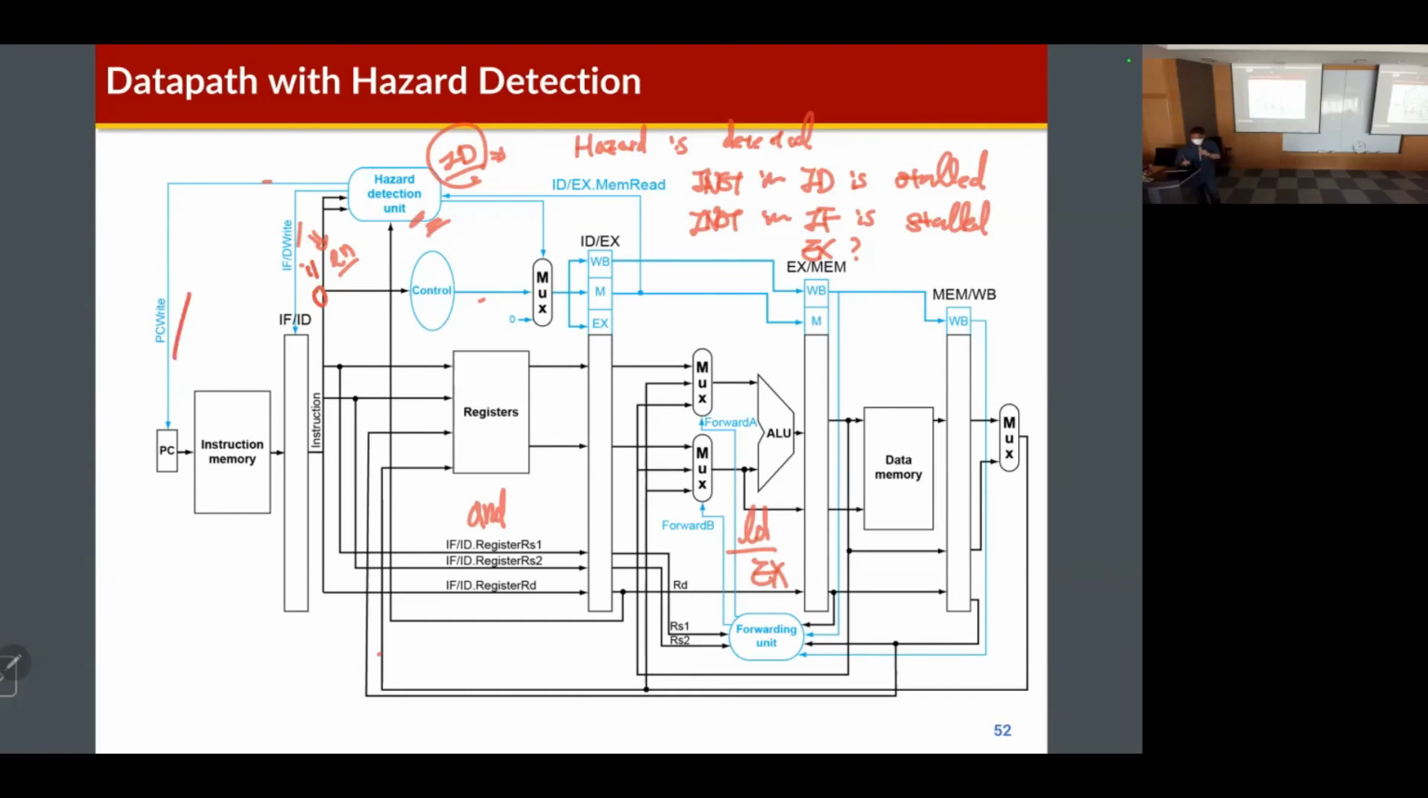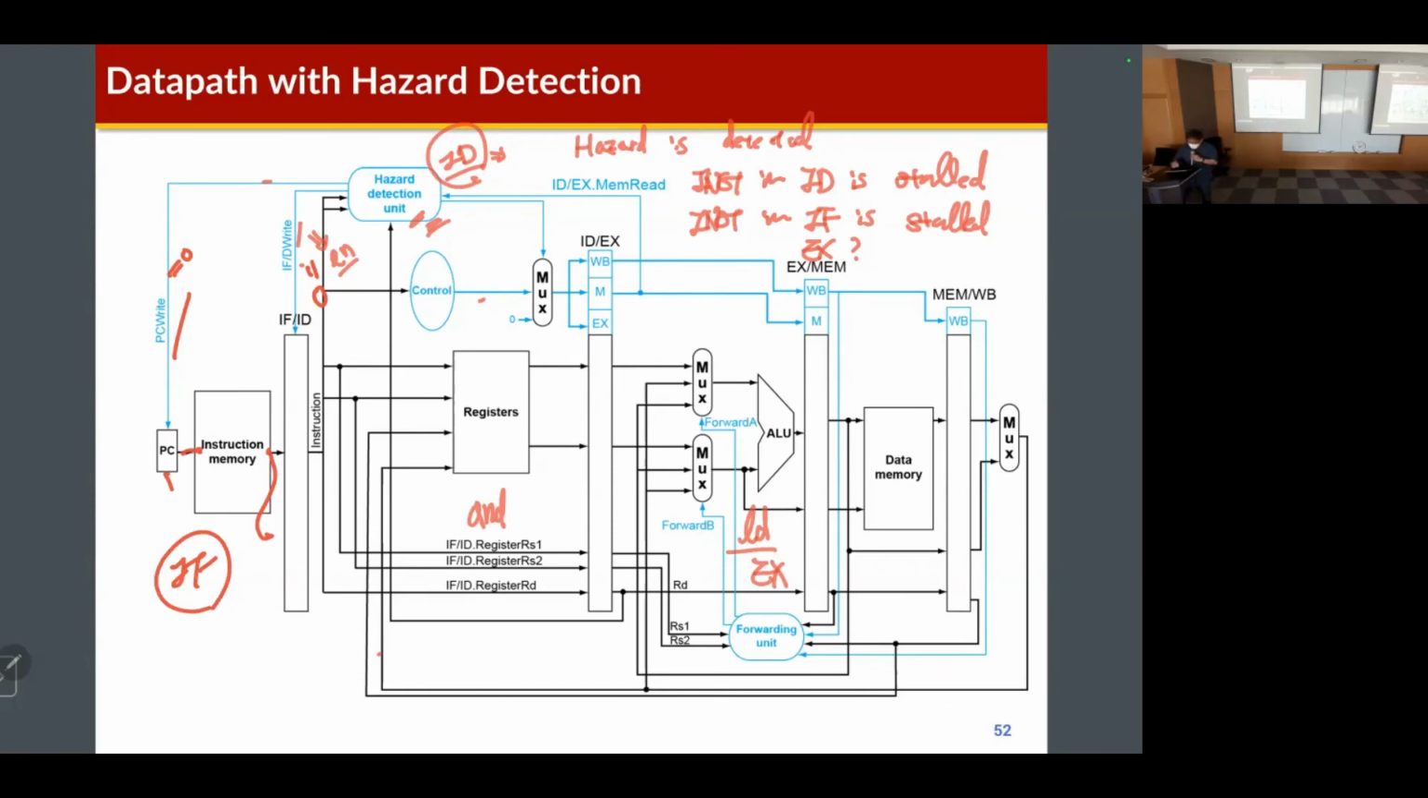How about the PC write? This is also an enable signal for the program counter. So the program counter is also similar to the register, and if this write signal becomes 0, the program counter is not updated, the old value is maintained, and the old value is just given to the instruction memory, and then this instruction memory is generating the same instruction. That's how the instruction fetch stage is stalled.